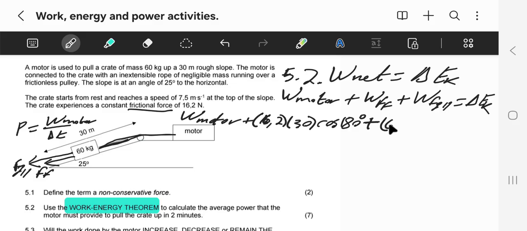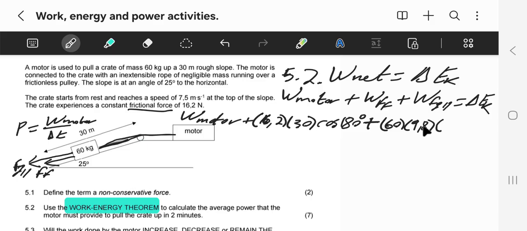Our m, which is the mass, is 60. Our g is 9,8. Then we have cos. Which angle are we supposed to use here, guys? We are going to use 180 here as well. And the reason why we are using 180, okay, there's something I forgot, very important thing before the cos. We have 60 the mass, we have 9,8, which is our g.